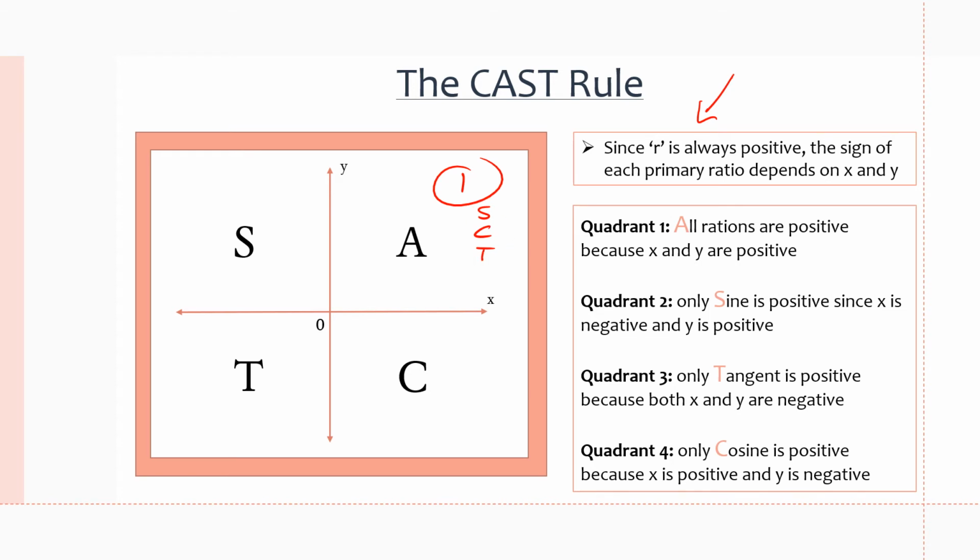Okay. Next, in quadrant 2, we have an S, which means that the sine ratio will be positive in this quadrant. And both the other primary ratios will be negative. So cosine and tangent will be negative in the second quadrant.